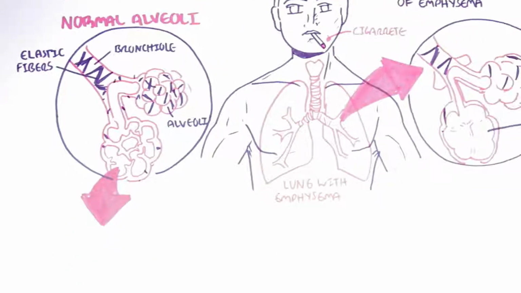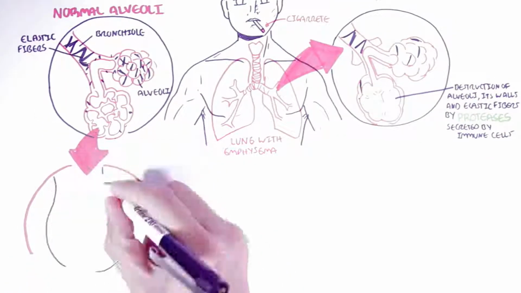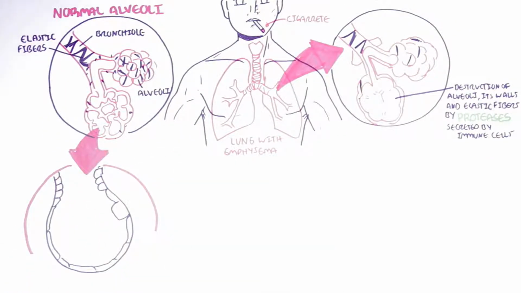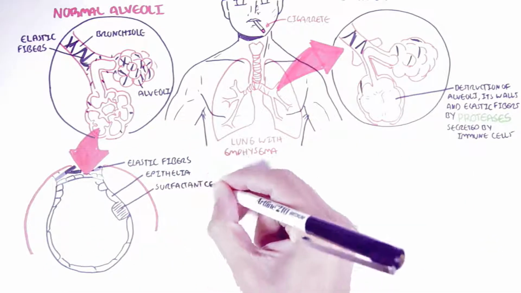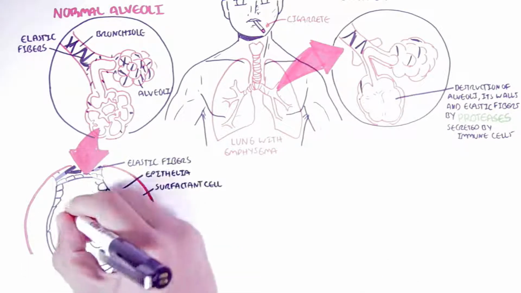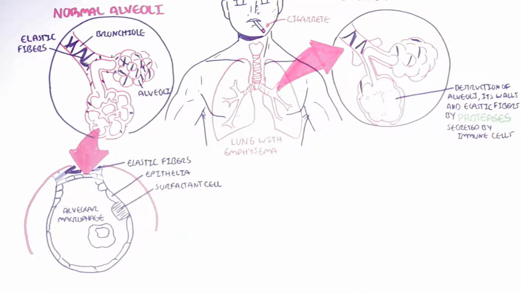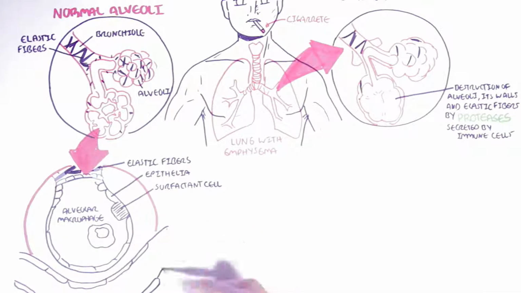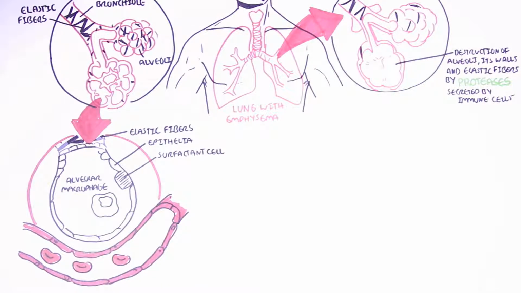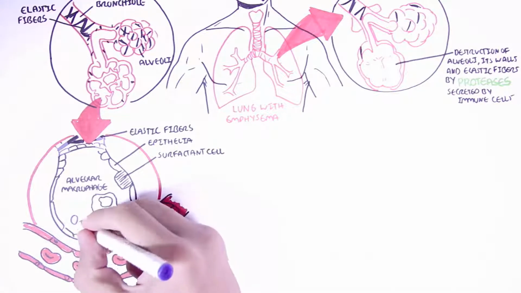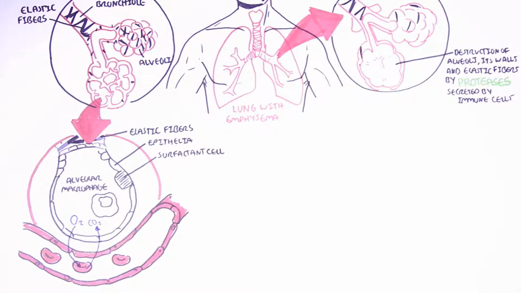So let us zoom into only one alveolus. Here's one alveolus. Here we can find elastic fibers, epithelial cells, and surfactant cells. Within the alveolus, we can find alveolar macrophages that have a role in cleaning up the alveolus and protecting it against infections. Here we have the blood supply to each of the alveoli, and they contain red blood cells. Essentially, oxygen will be exchanged for carbon dioxide here, if you remember.